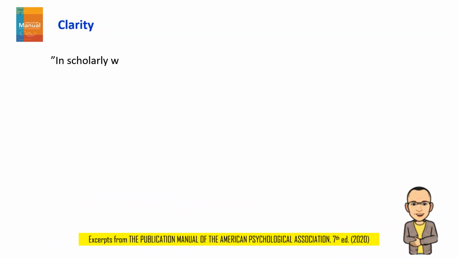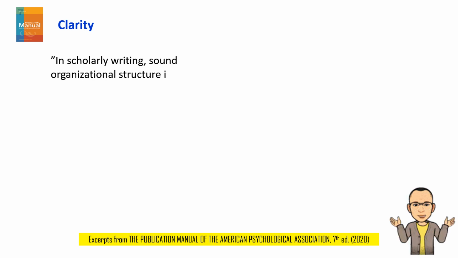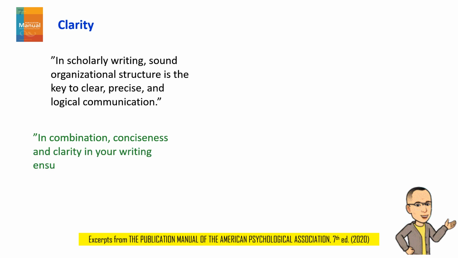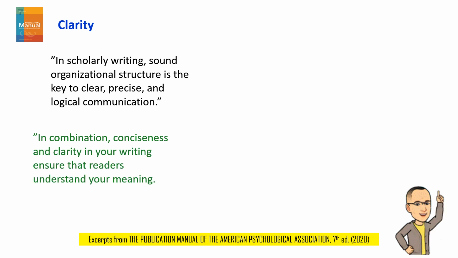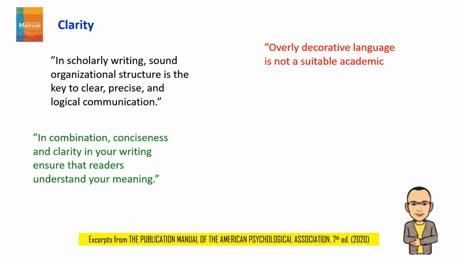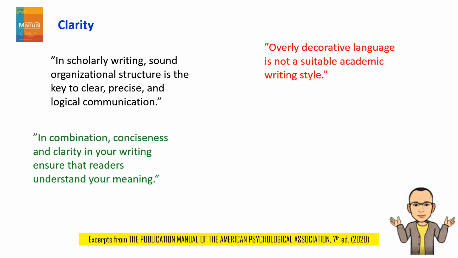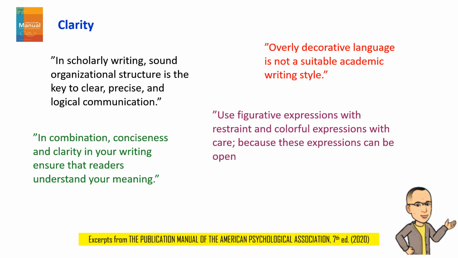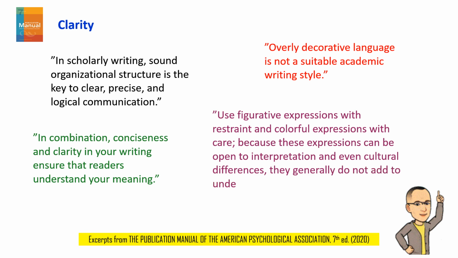Clarity. It is paramount that, in scholarly writing, sound organizational structure is the key to clear, precise, and logical communication. Additionally, in combination, conciseness and clarity in your writing ensure that readers understand your meaning. Furthermore, it's crucial to recognize that overly decorative language is not a suitable style. Moreover, when using expressive language, use figurative expressions with restraint and colorful expressions with care, because these expressions can be open to interpretation and even cultural differences. They generally do not add to understanding for all possible readers.